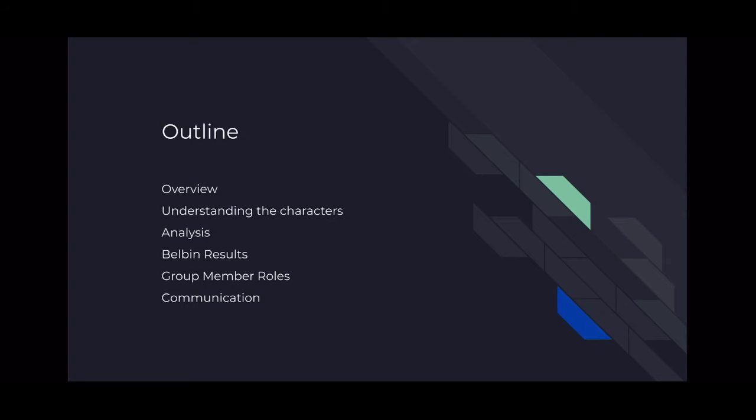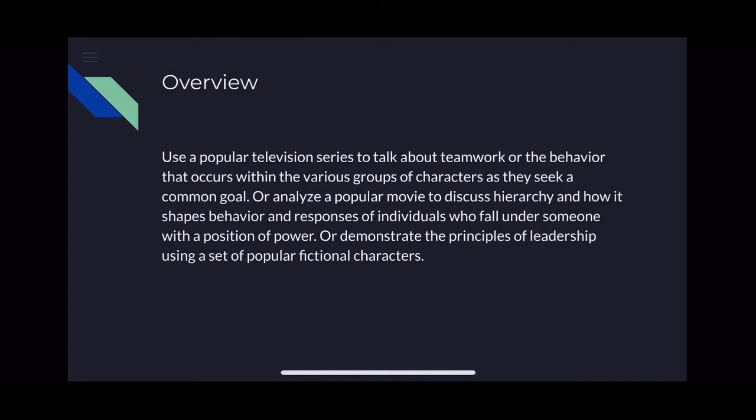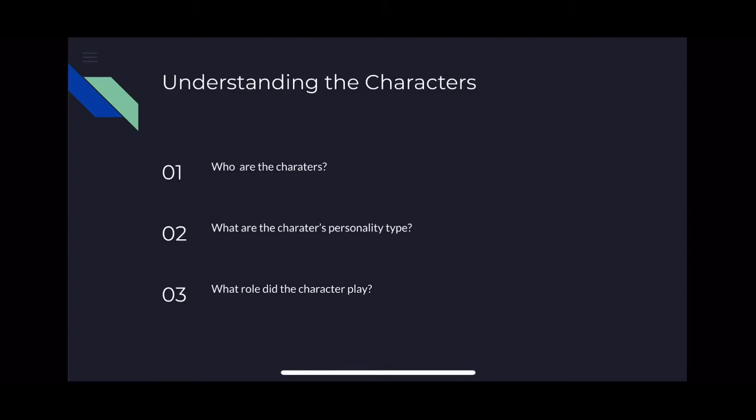Understanding the characters. I'm going to explain who all of the 4 characters that we chose are. I'm going to explain their personality types, and I'm also going to explain the roles that each character played. I will give a briefing on all four, but I will thoroughly explain one, and my classmates will explain the others throughout this PowerPoint.